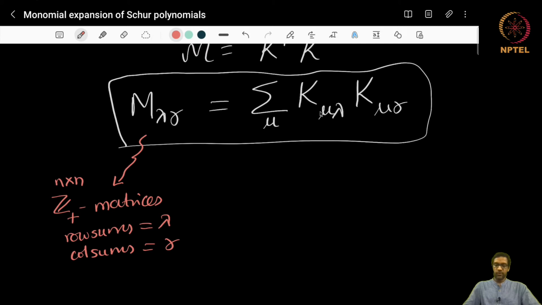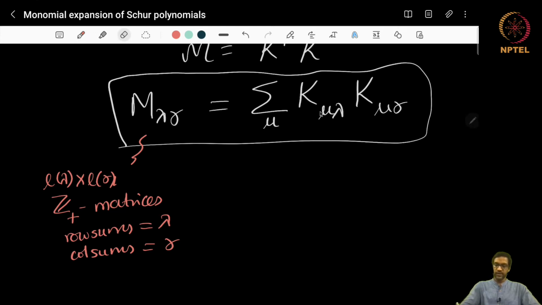As long as your n is bigger than the lengths of lambda and gamma, it doesn't really matter. I'm going to get the same cardinality. Let me just say I will take integer matrices whose sizes are length of lambda cross length of gamma, with row sums lambda and column sums gamma. This is a set whose cardinality is M lambda gamma.